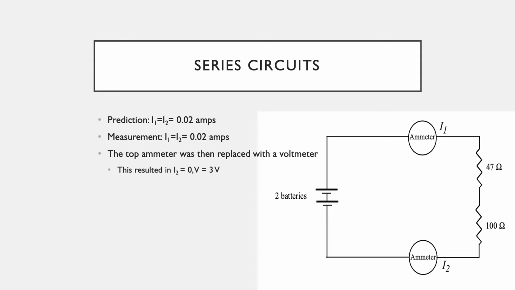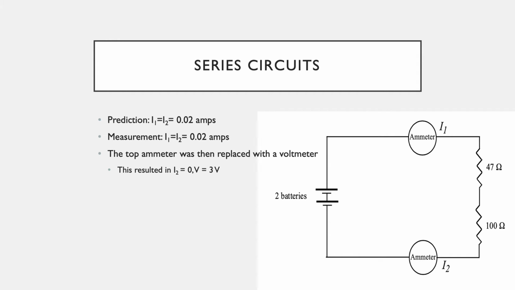The first part of the lab was constructing a series circuit with two resistors of the listed resistances, 2 ammeters, and 2 batteries, each with 1.5 volts of potential. I predicted that the ammeters would both measure 0.02 amps of current, and that is exactly what I measured. The top ammeter was then replaced with a voltmeter. This resulted in a current of 0 amps and a voltage of 3 volts.